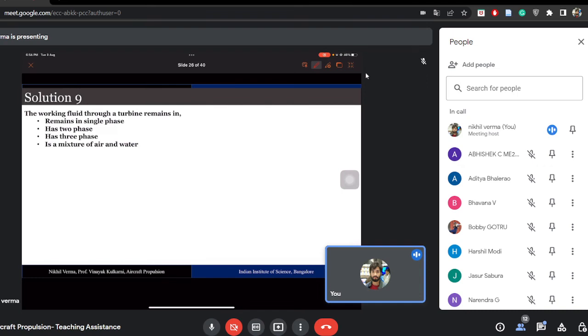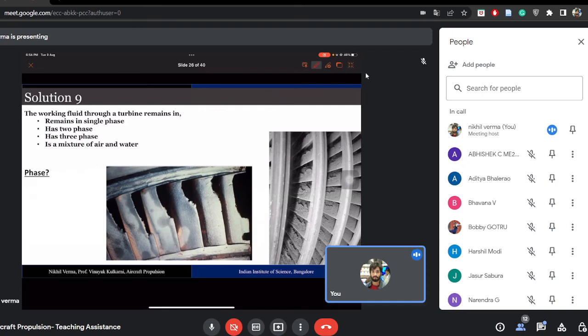Okay. Coming on to question number nine. The working fluid through a gas turbine remains in. So, okay, what does a phase mean here? Phase basically means the state. Basically, whether it is in a single state, as in gas, liquid. I'm sorry, these are the states.